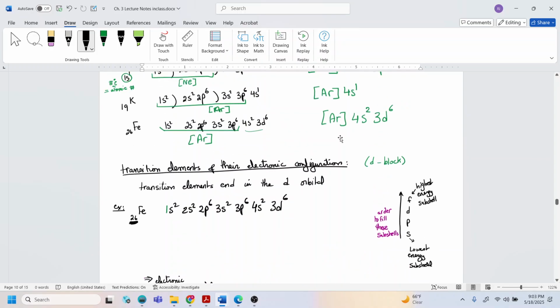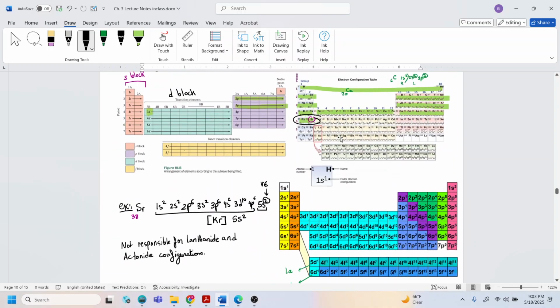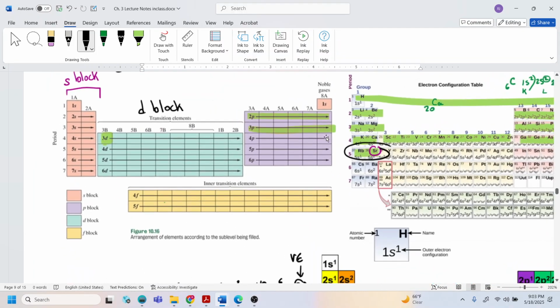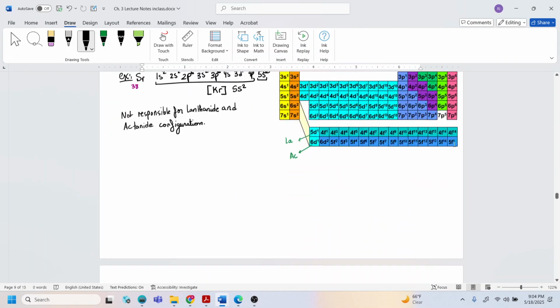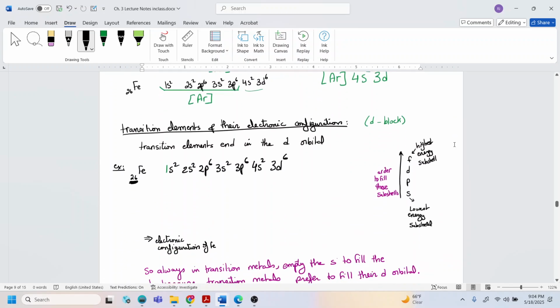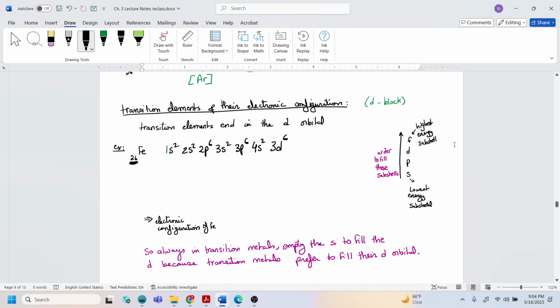If you look at iron in the periodic table, where's that? This is iron in the periodic table. It is made up of 3d6 and 4s2. This is specifically for transition elements. So you are not going to apply this for regular metals, just for transition metals.